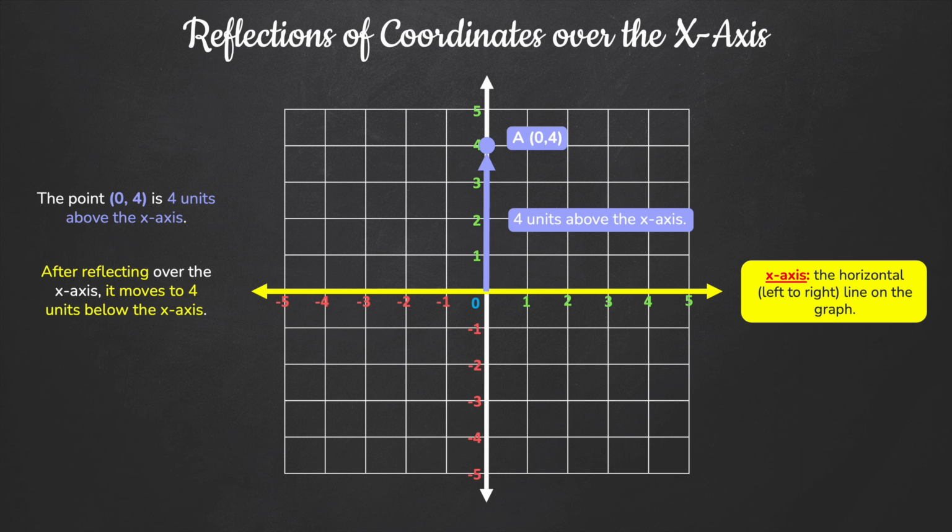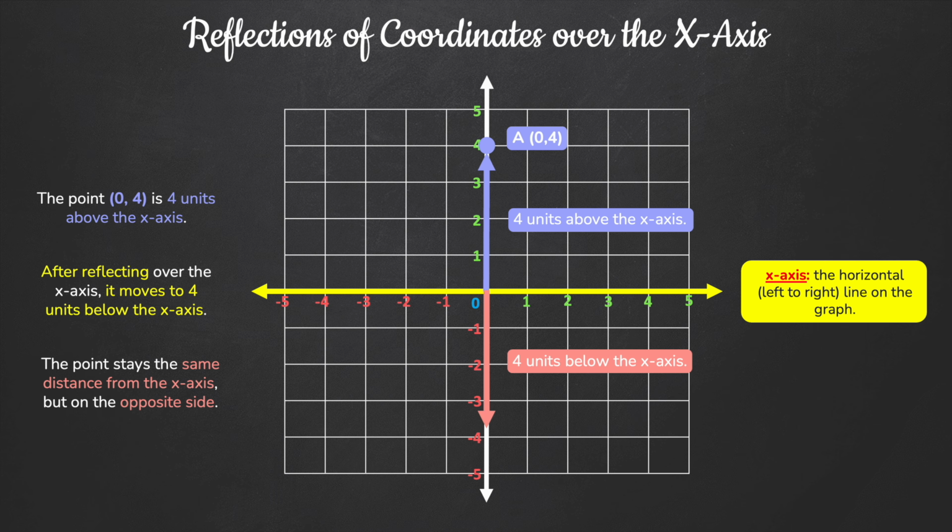If we want to reflect it over the x-axis, that means it's going to move 4 units below the x-axis. So it's going to be the opposite. The point stays the same distance from the x-axis, but on the opposite side. So we're going to go down 4 units, and then we're going to plot our point. So these are reflections over the x-axis. They're equal distance from the x-axis, but they're on opposite sides.